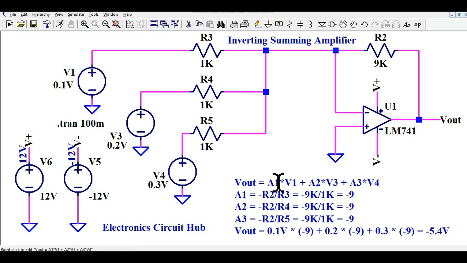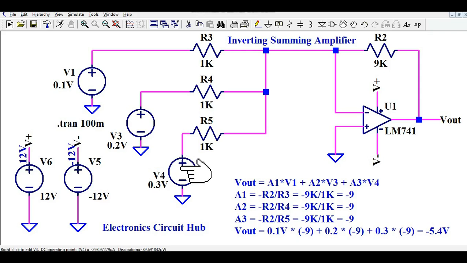So V out equals A1 into V1 plus A2 into V3 plus A3 into V4, where you see V1, V3, V4 are the voltages. Okay, so you see V1 is input voltage, V3 is input voltage, and V4 is input voltage. Now what are A1, A2 and A3? So A1, A2 and A3 basically are the gains of this circuit. A1 is the gain of V1, A2 is the gain of V3 and A3 is the gain of V4.